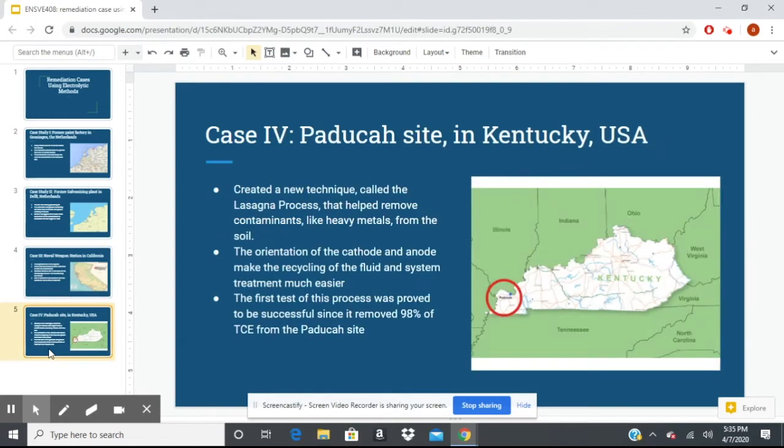For our last case study, we have a site in Paducah, Kentucky, in the US, where they developed a new technique of removing heavy metals from the soil called the lasagna process. This technique created several horizontal permeable zones that provided treatment through the contaminated soil matrix by adding different admixtures to the electrolytic solution. Such admixtures, like buffering solutions and oxidizing agents, are applied through a vertical system with an anode at the bottom and the cathode at the top. Horizontal electrodes led to the formation of lasagna layers due to the fracturing in over-consolidated clays. The first test proved to be successful, as it was able to remove 98% of TCE from the Paducah site.